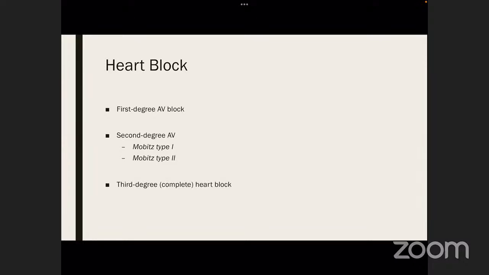For the second type, which is Mobitz type 2, the PR intervals are constant. There is no progressive prolongation, but there is a sudden P wave drop or a sudden non-conducted P wave occurrence. For the third degree heart block, there is a complete AV dissociation because the atria and the ventricles are separated.